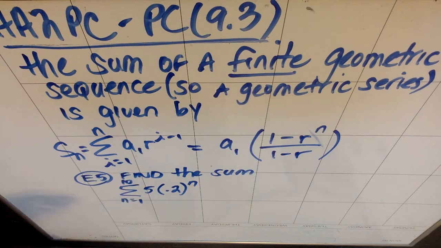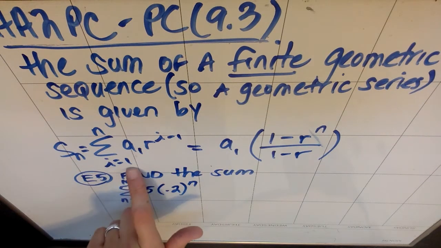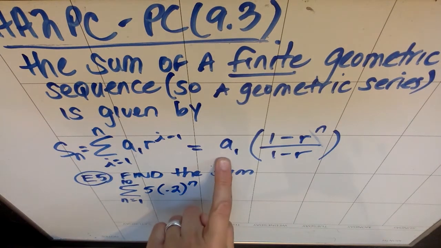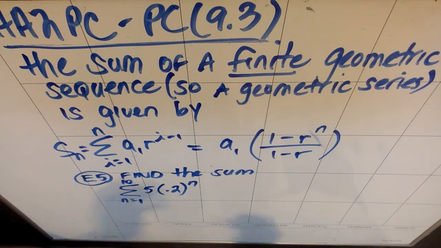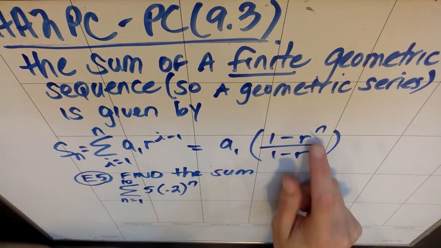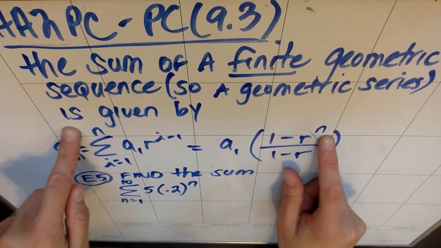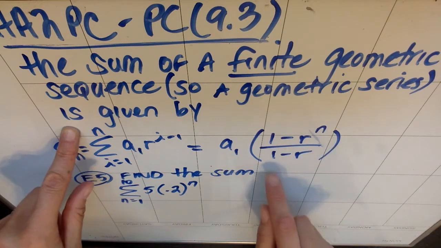So the sum, S sub n, meaning the sum of these geometric terms from the first term to the nth term, is given by the first term, a sub 1, times, in parentheses, 1 minus r, the common ratio, to the nth power, which is whatever you're summing to, so the 10th or the 100th or whatever power, over 1 minus r.